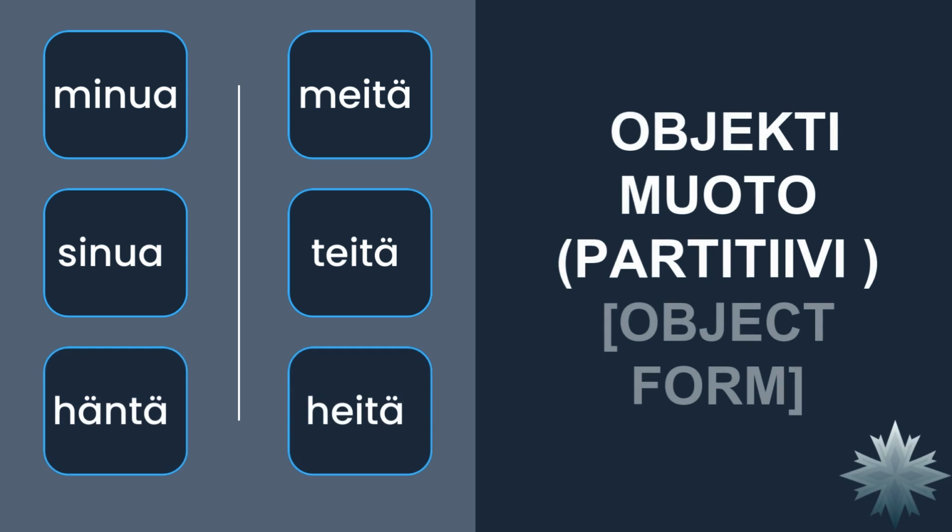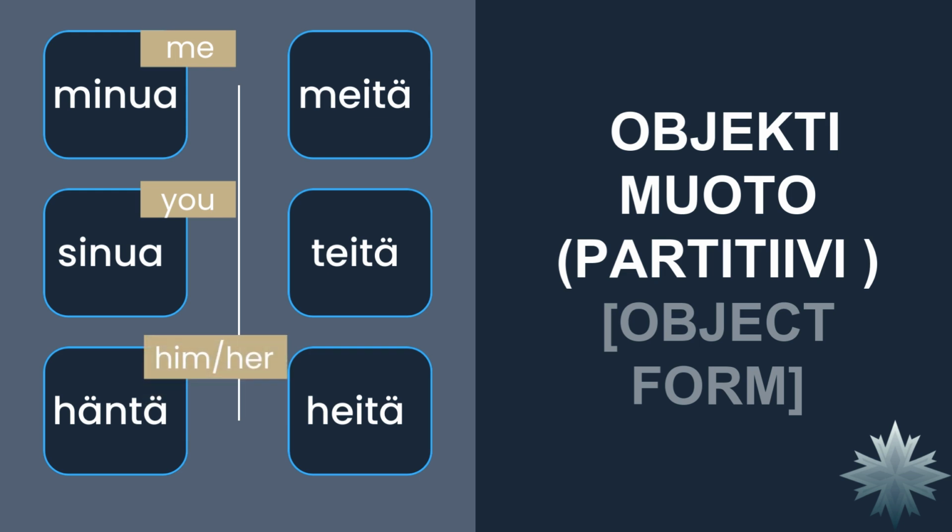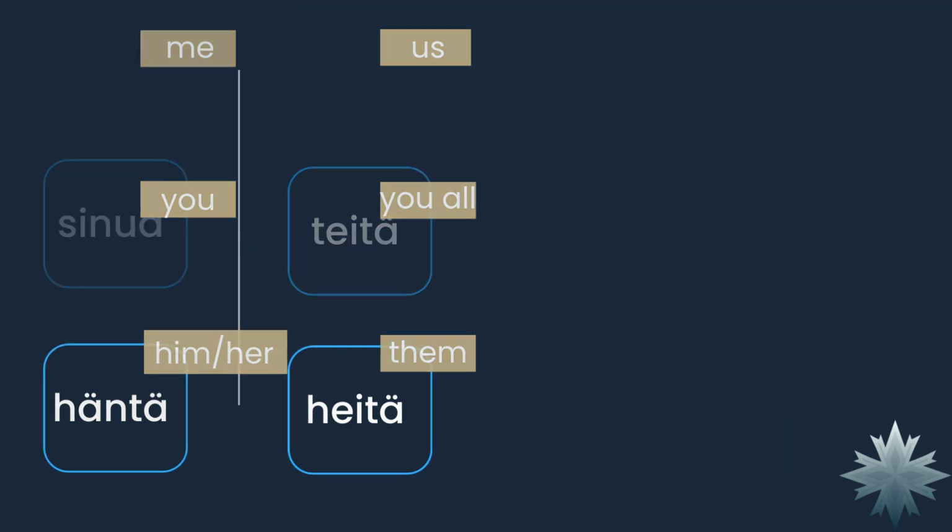In this slide, we will see how object pronouns are changed to the partitive. Minua, me. Sinua, you. Häntä, him or her. Meitä, us. Teitä, you all. Heitä, them. Let me remind you again, the partitive is used when the action is in progress or has not yet ended or is happening in some indefinite or ongoing way.